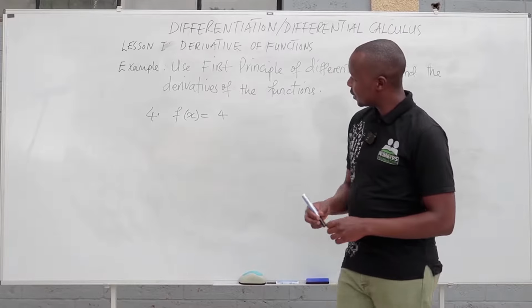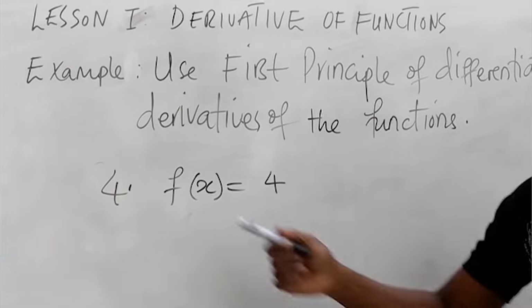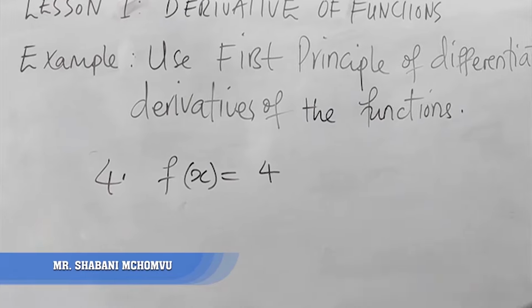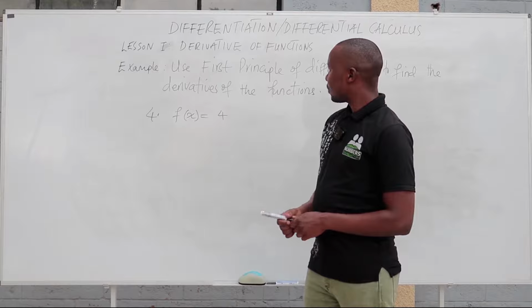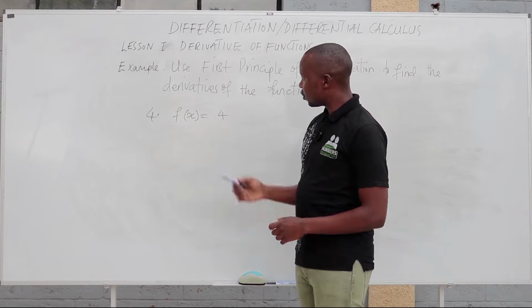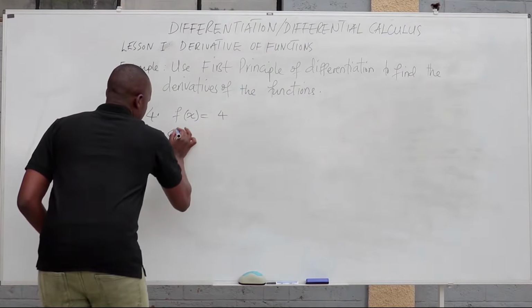So let's also see the constant function. How do we find the derivative of a constant function like this one? f of x equals 4, a constant number. By using the first principle of differentiation, how can we solve this one, how is the slope of it determined? So now we can go direct.